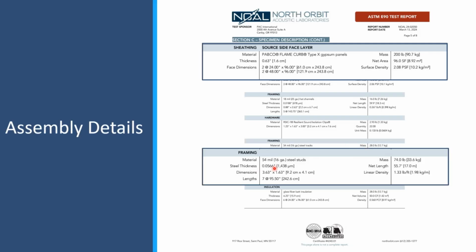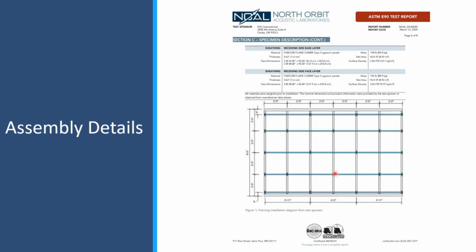Here again, we have the framing, a whole bunch of details: the dimensions of these steel studs, the metal thickness in terms of gauge and mil thickness, the number of studs, all of these kinds of things. So lots of good details here. Here we just have an image. Again, this shows the actual clip layout.